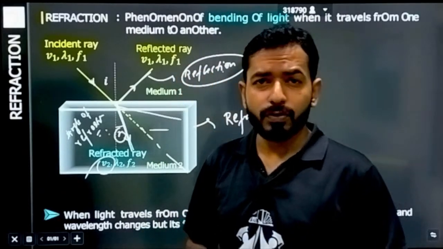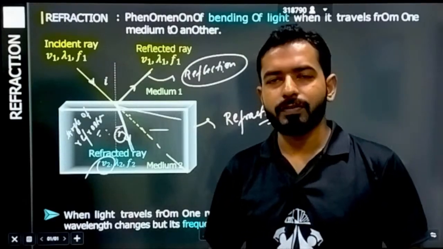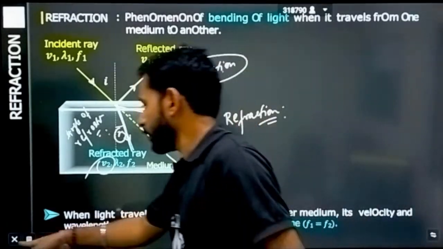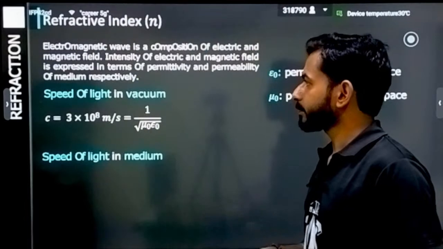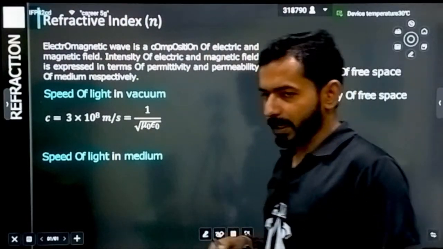Before that, tell me how many of you know about the laws of refraction? Okay, let's see about the laws of refraction also. But before that, I have to tell you something very important, and that is refractive index.